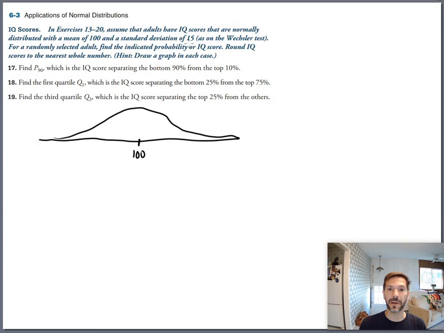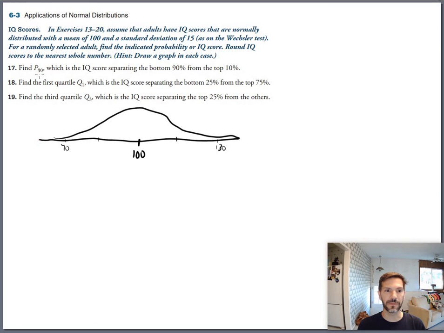We know the standard deviation is 15, so if we go 15 up, we should be about halfway through the upper half. So 115 should be about there, and 130 should be about there. 2 standard deviations takes you almost all the way up. Same thing down this way. There's 85, 15 down, and there's 70, which is 2 standard deviations down.